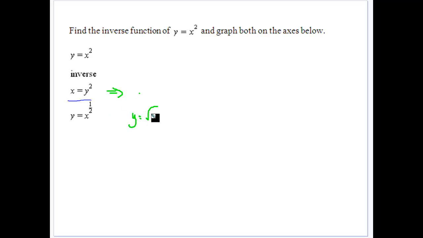Now we should really write, in this case, y is equal to the square root of x, or it could be written as y is equal to the negative square root of x. So we could write it either way, because if we graph that one up, that would look different to what that one would be, which is the positive square root of x.